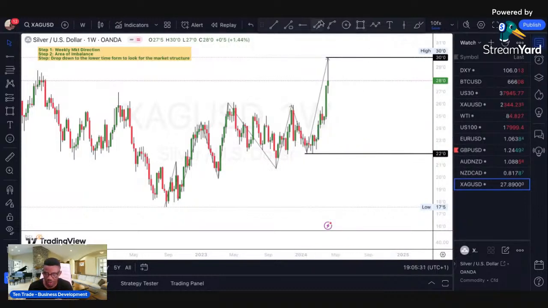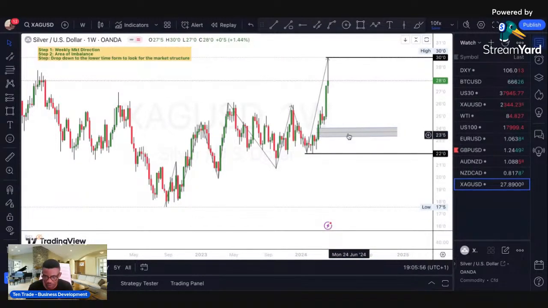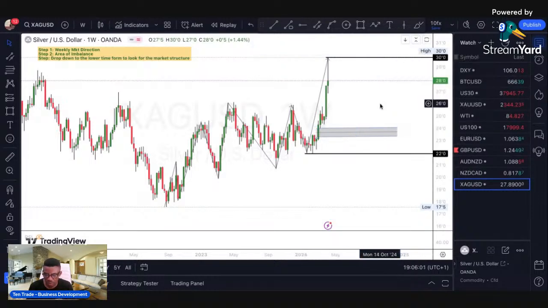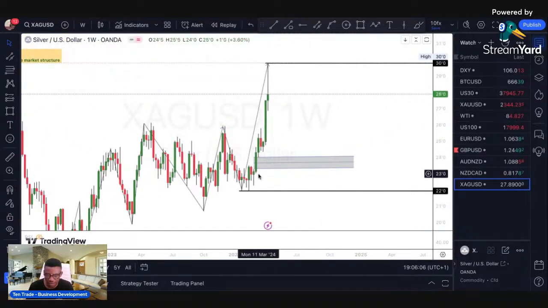I think I would prefer to use this to mark the area of imbalance on the weekly time frame here. So this is the best place I would like to mark the weekly imbalance. Weekly imbalance. Yes. Well marked, correct. Is there any other imbalance again?